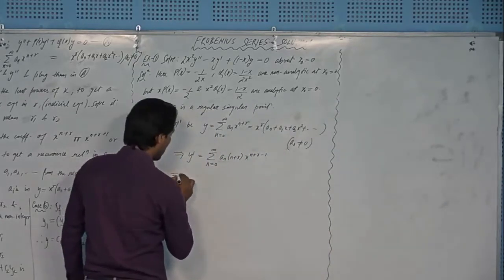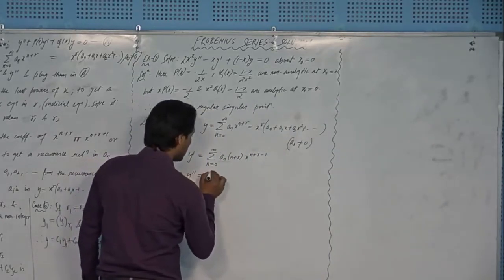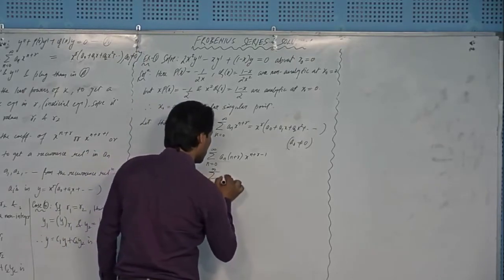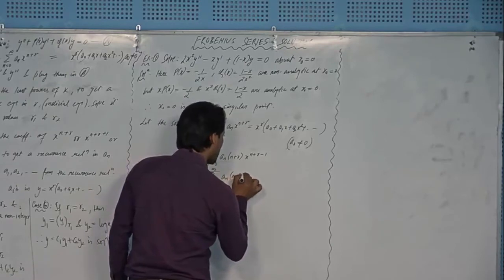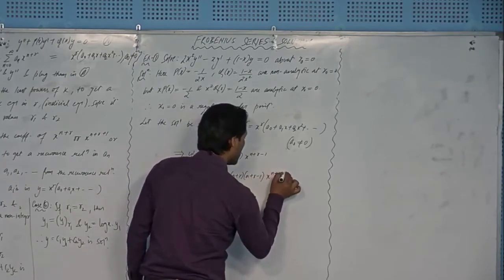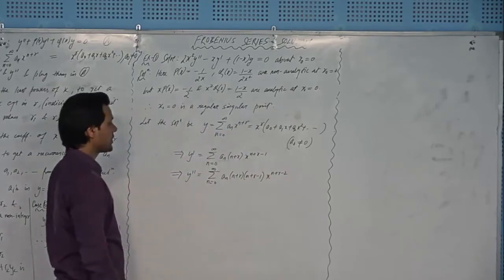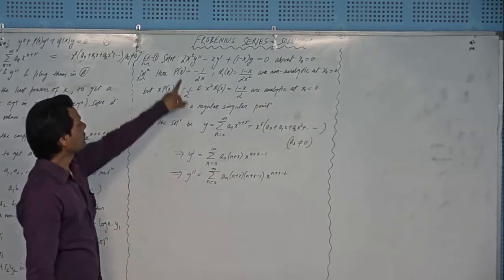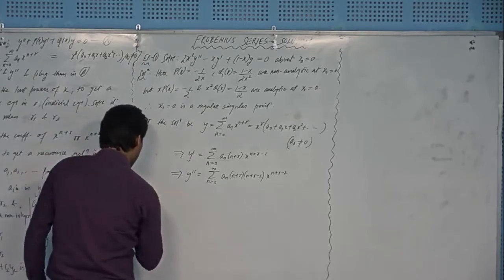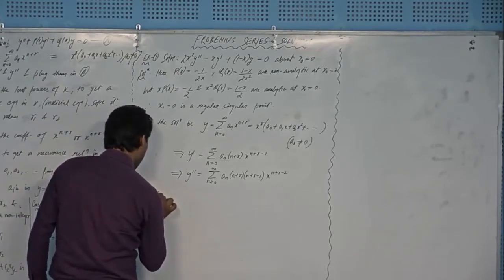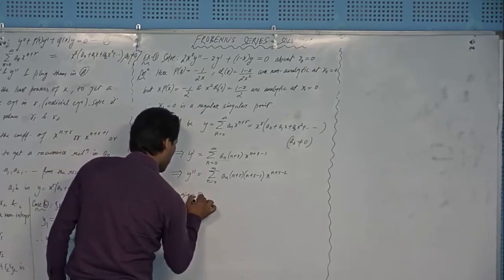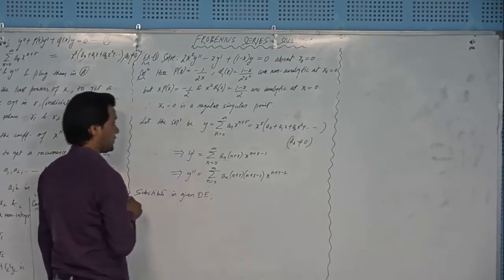And differentiating it again, y double dash, and again the range will be unaffected on differentiation. That will be a n times n plus r times n plus r minus 1, x to the power n plus r minus 2. Now I will plug those values here. Substitute in the given differential equation.